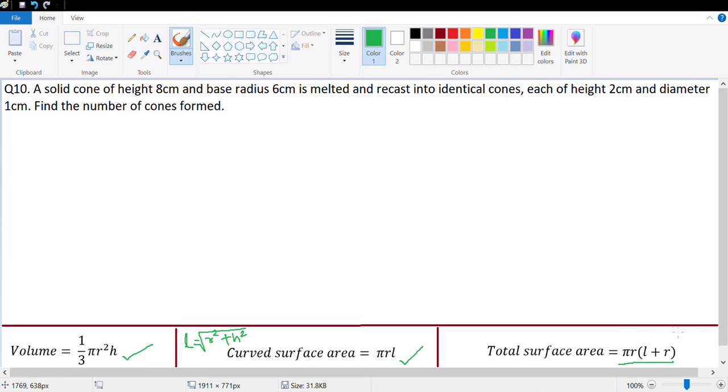Now let's look at the questions. Question number 10. It says a solid cone of height 8 centimeter and base radius 6 centimeter is melted and recast into identical cones, each of height 2 centimeter and diameter 1 centimeter. Find the number of cones formed, which means the volume of the big cone will be equal to n times the volume of small cones, right? Assuming we get n number of these cones, right?